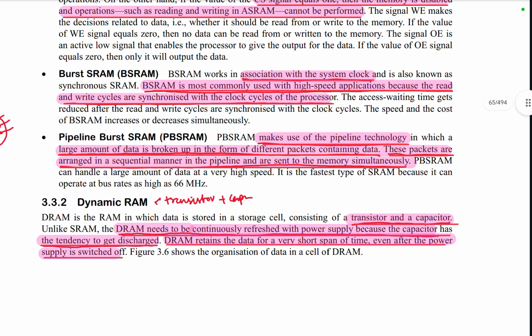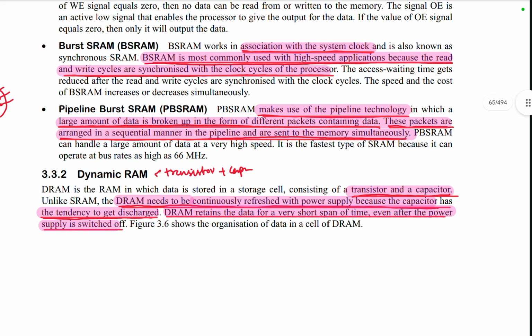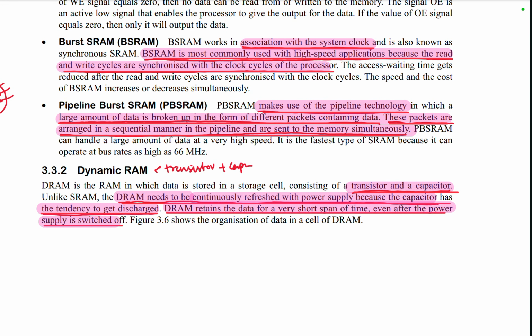Pipeline burst RAM makes use of pipeline technology. A large amount of data is broken up in the form of packets containing data. These packets are arranged in a sequential manner in the pipeline and are sent to memory simultaneously.